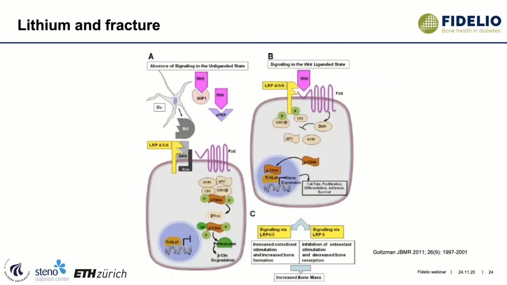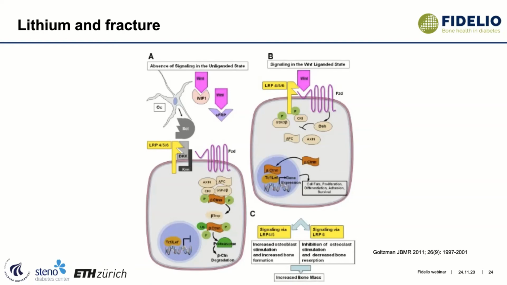However, if you look a little bit deeper into lithium, one of the things it can do, at least in a petri dish, is that it can affect the Wnt signaling pathway. And of course, in the state where we are with diabetes, the insulin receptor and also glucose transporter may actually interfere with the Wnt signaling. And here on the A panel in the left side, we have the absence of signaling in the unliganded state. And over on the right side, we have the signaling with the Wnt ligand bound.